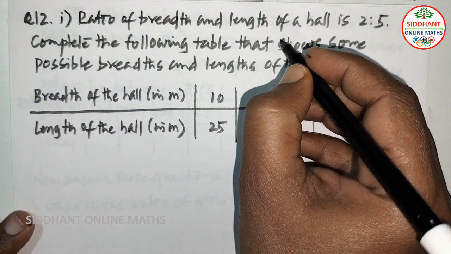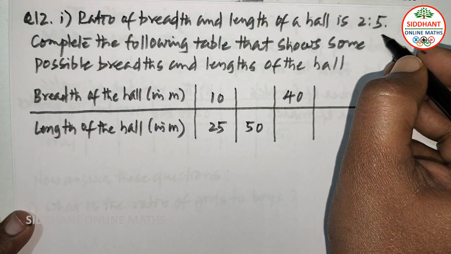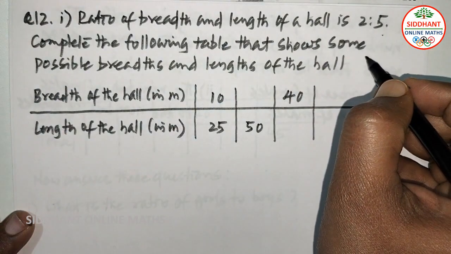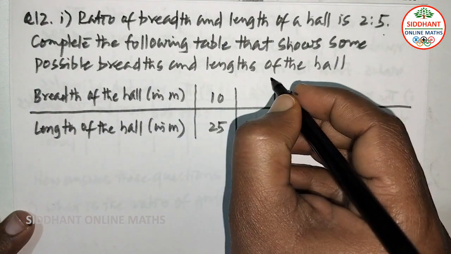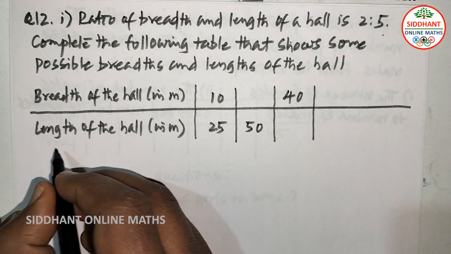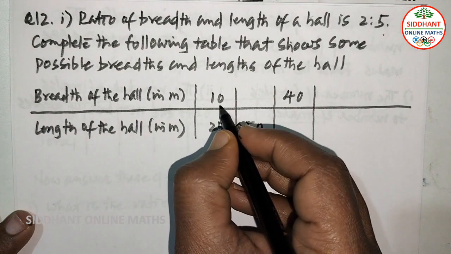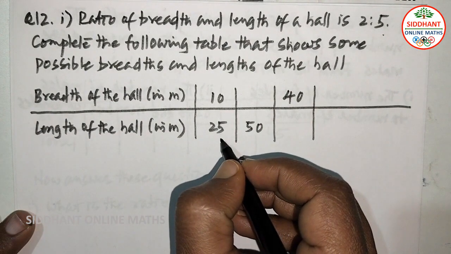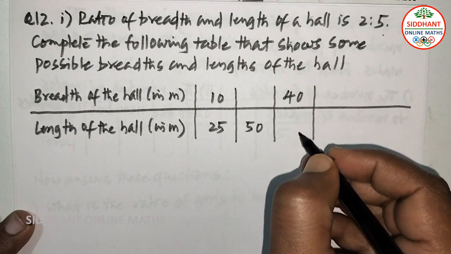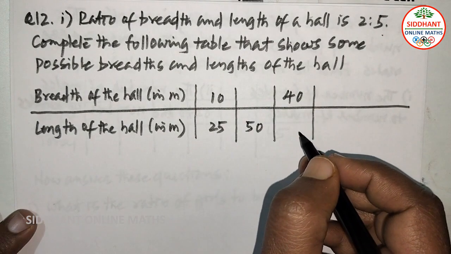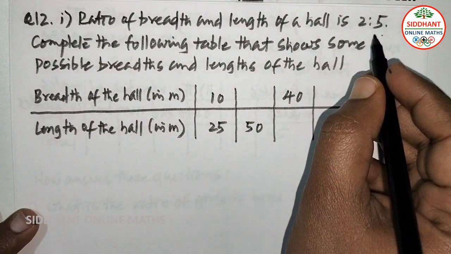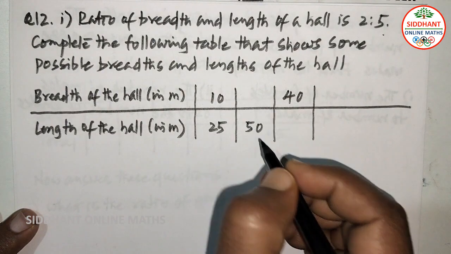Question number 12. Ratio of breadth and length of a hall is 2:5. Complete the following table that shows some possible breadths and lengths of the hall. Here breadth of the hall in meter, length of the hall in meter, which is 10 and 25. Here x and 50, and 40 and x. We have to fill this x and find the x here. So here the ratio is 2:5. So here x by 50.